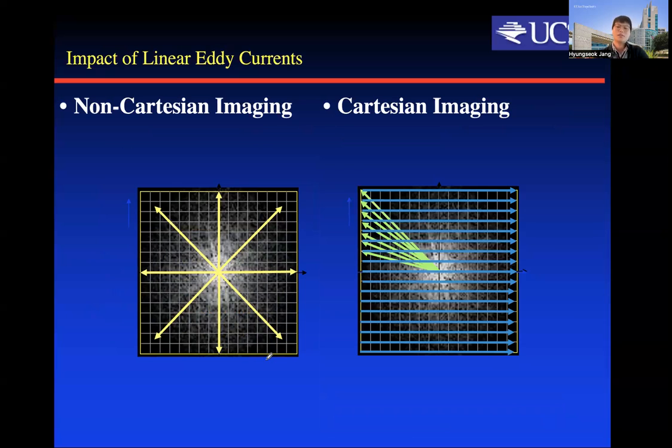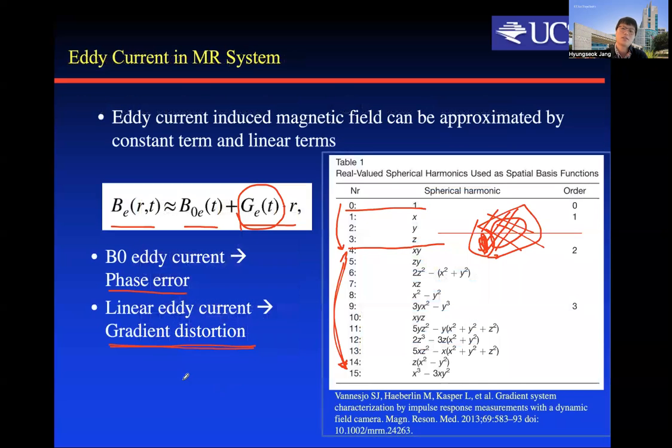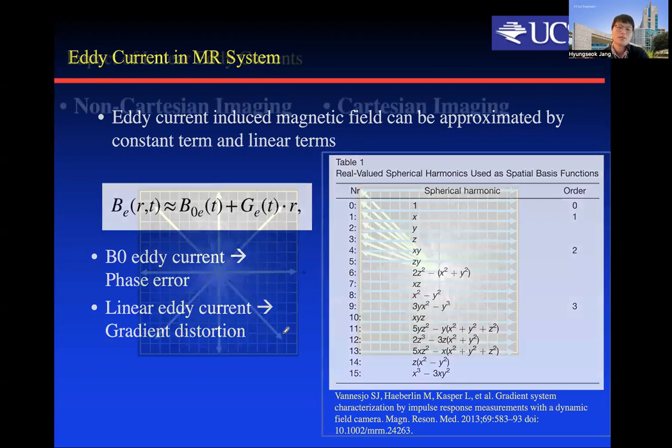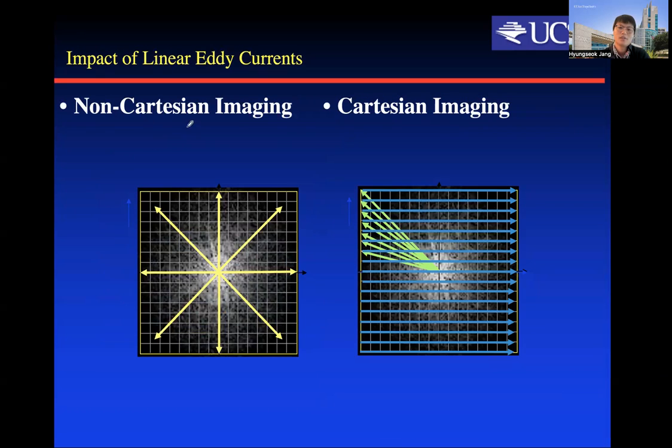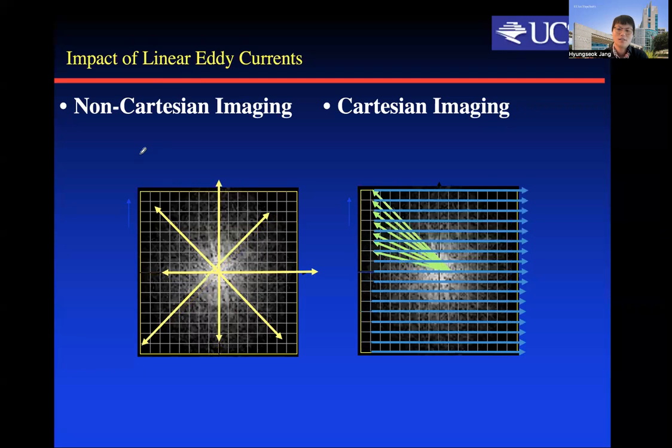Okay, so let's talk about the linear eddy current, because it is more problematic in UTE imaging, since again it distorts the gradient shape, which is critical for the imaging, right? There are two different cases: non-Cartesian imaging and Cartesian imaging. If there is some gradient distortion due to the linear eddy current, then in Cartesian imaging only the readout frequency encoding is affected, right? Because the phase encoding is done by linearly scaling the gradient.